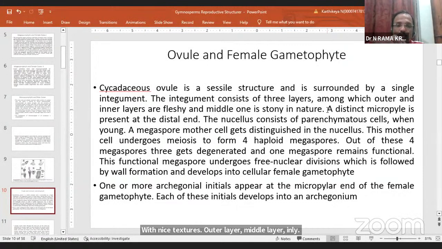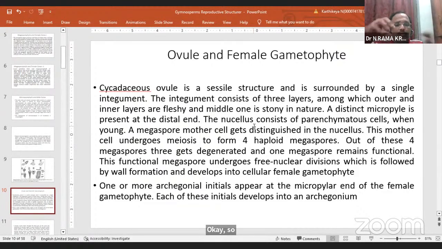Male means it produces the spores. Female means this is the female structure, the ovule, an egg-like structure. Three layers are there. Next, now you see the nucleus, outer, inner, middle, in between the female reproductive organs. There we are looking at some type of egg cells, which we call the megaspore mother cells, in between the nucleus. Is it okay now?